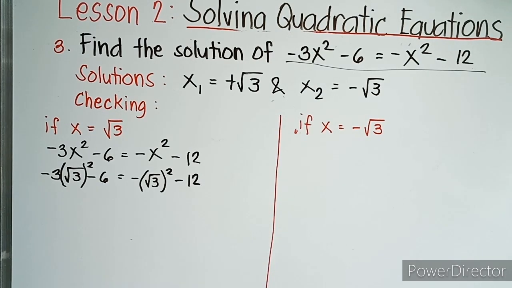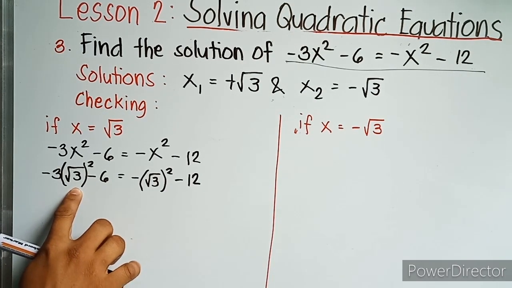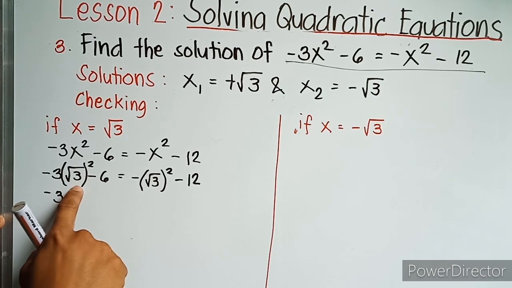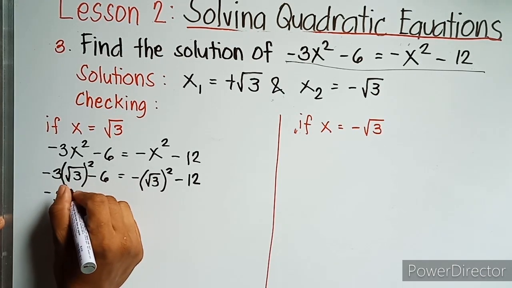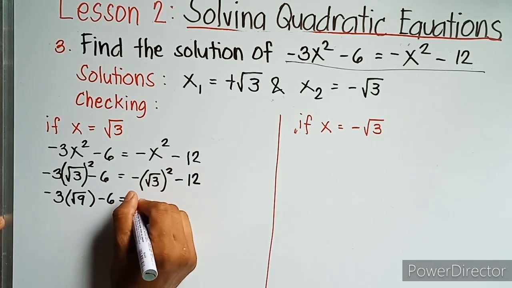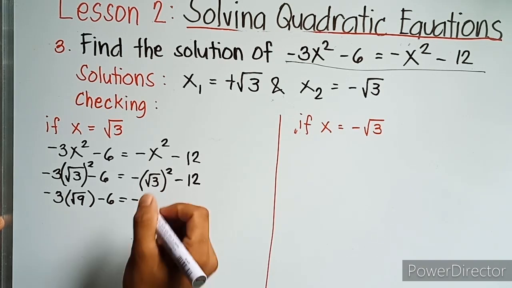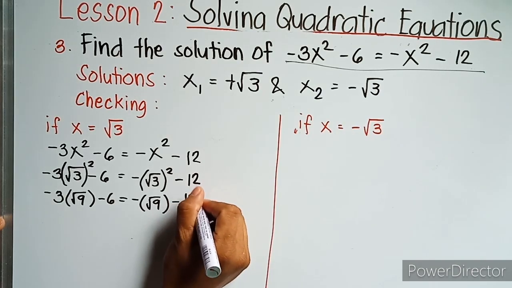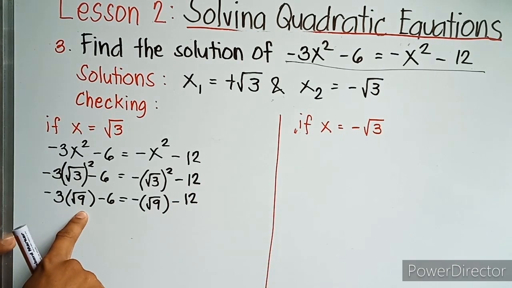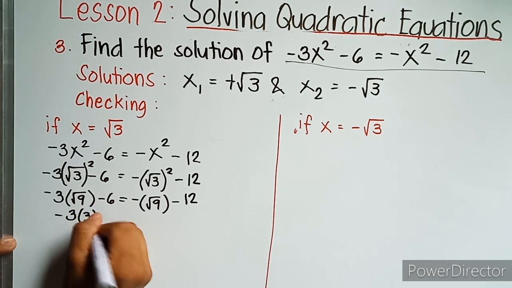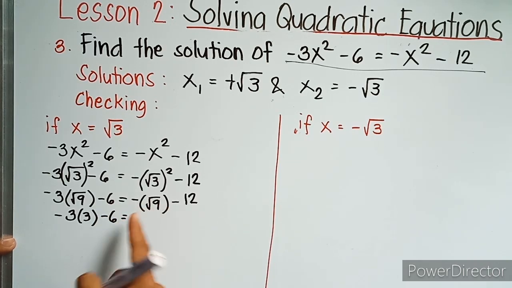Okay, so let us first simplify what is inside the parentheses. So, we have negative 3 times square root of 3 times square root of 3, square root of 9, minus 6 equals negative square root of 3 times square root of 3, that is square root of 9, minus 12. Then, square root of 9 is 3. So, we have negative 3 times 3 minus 6 equals, square root of 9 is positive 3.